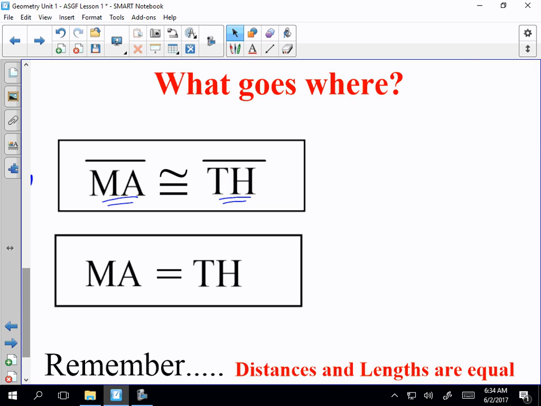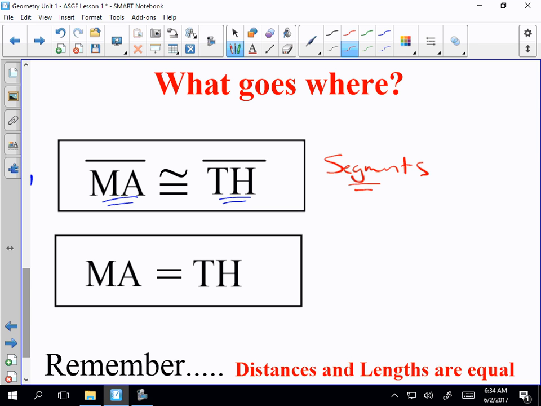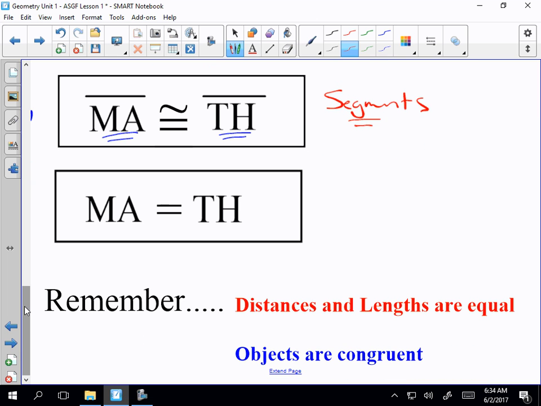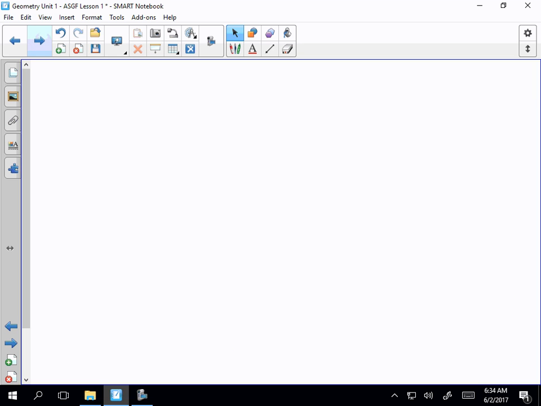So the segments are congruent and the lengths are equal to each other. Once again, those are small pieces that we have to be careful with, things that will help us as we move through our later lessons.